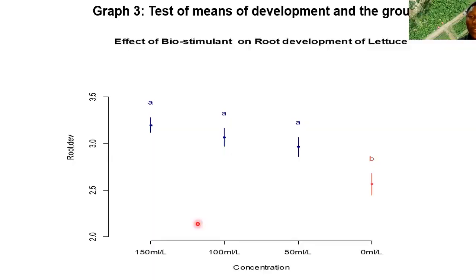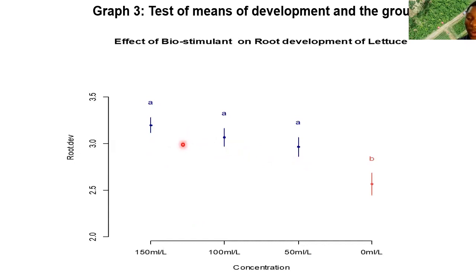So this means we have statistically different data for the treatments compared to the control experiment. We had no single preferably good biostimulant. All of them were good, and they showed stimulation of the roots.